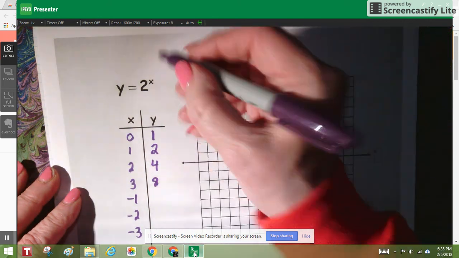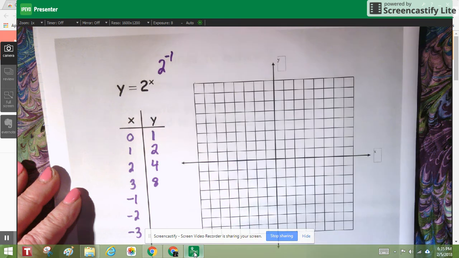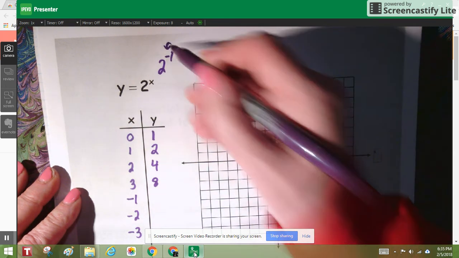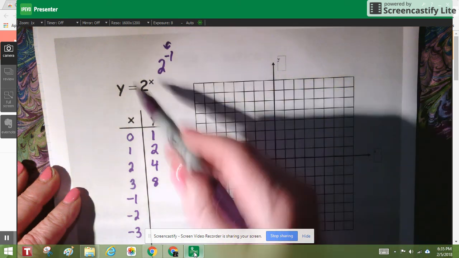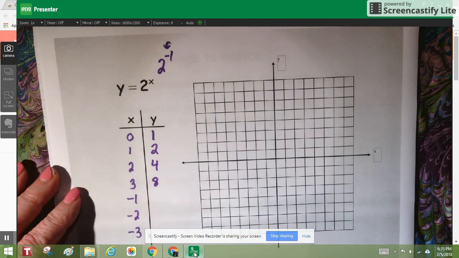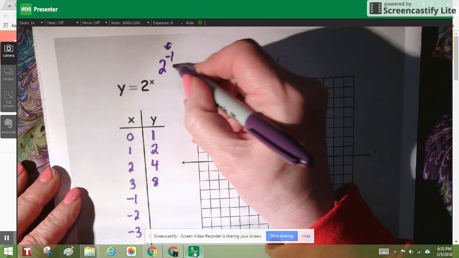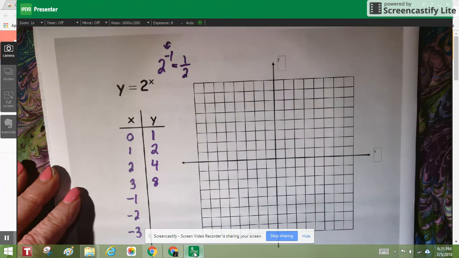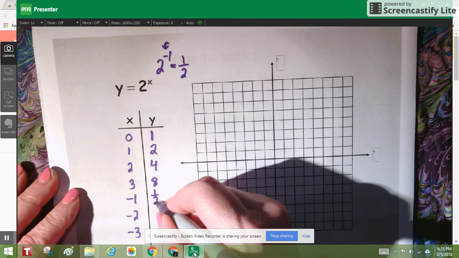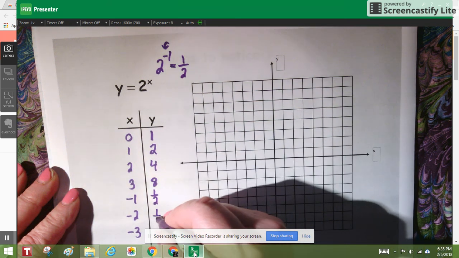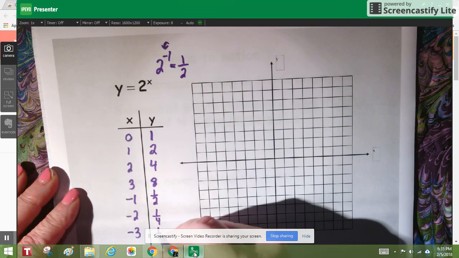Well, if I have 2 to the -1, remember this negative sign has nothing to do with the sign of the number itself. It says, I don't want to be in the numerator. Please put me in the denominator. So this is really going to equal 1/2. So therefore, 2 to the -1 is 1/2. 2 to the -2 would be 1/4. And 2 to the -3 would be 1/8.